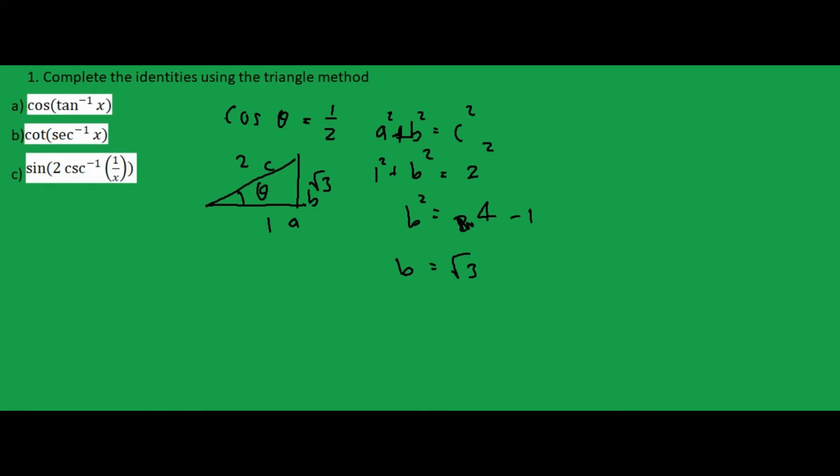Now what is the difference between cosine theta and cosine of arctangent x? Actually, there's no difference for the angle. The angle is theta for cosine theta, and for this one the angle is arctangent x. So how are we going to solve it?